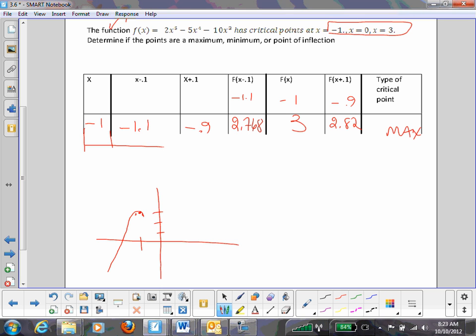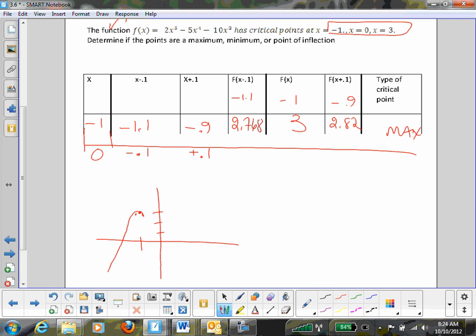All right, now we're going to try another point, which is 0. A little bit to the left of 0 is negative 0.1. A little bit to the right of 0 is positive 0.1. And we do this process all over again. At negative 1.1, which is a little bit to the left of negative 1, I'm at 2.768, which is just under 3. Better?